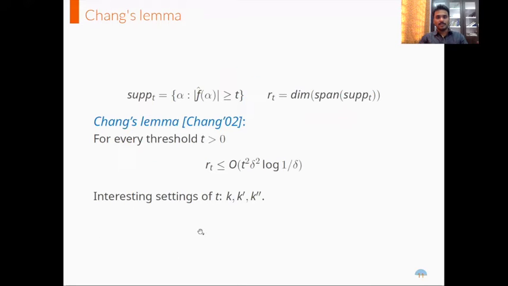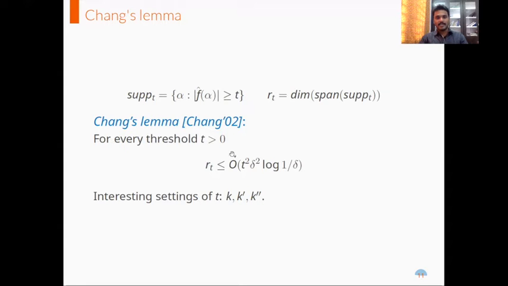Okay, now let's get into the statement of Chang's lemma. In order to do that, let's define this quantity, support_t. Support_t is just the collection of alpha such that f-hat(alpha) is greater than this threshold t. And R_t is defined as the dimension of the space spanned by support_t. If t is chosen such that all non-zero Fourier coefficients lie in support_t, then R_t will turn out to be R, and support_t will turn out to be the support.